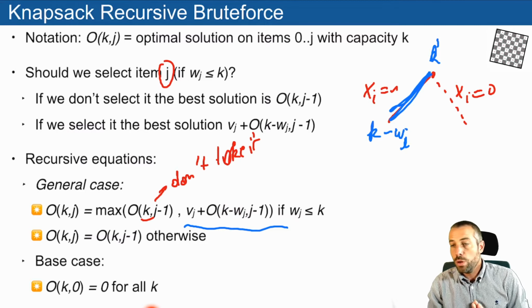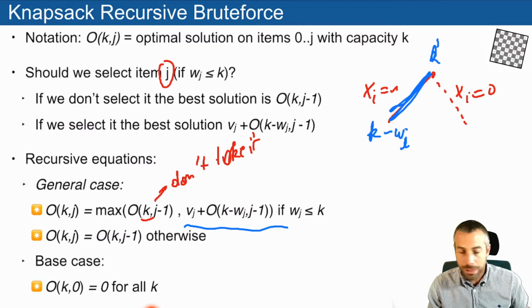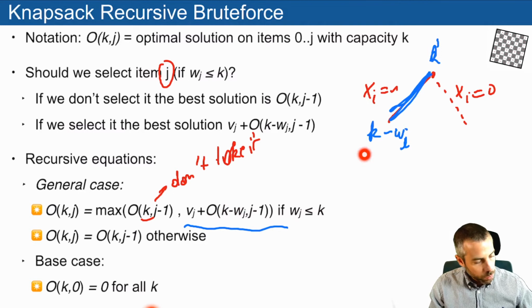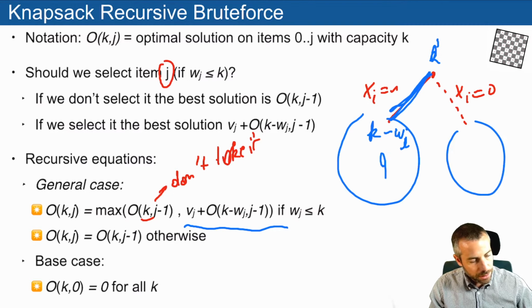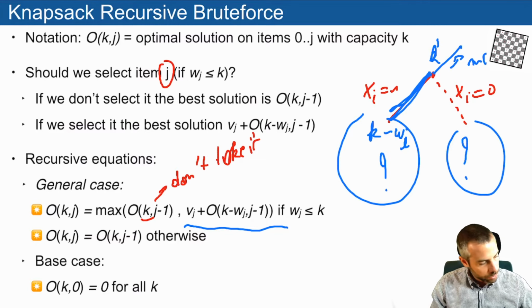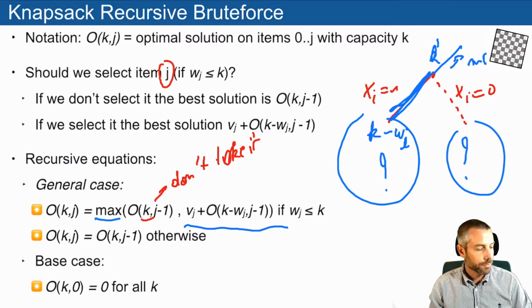And of course, you have to take the maximum of the two possibilities. You don't know what will be the value on the left part and what will be the value on the right part, but the one that you want to take is the maximum of the two, which is represented here, okay?